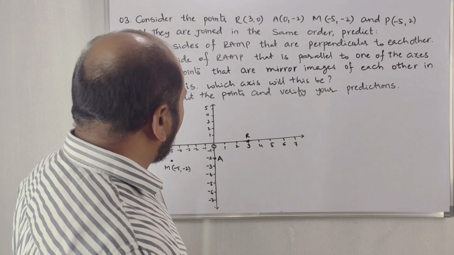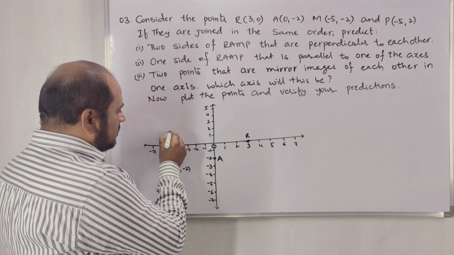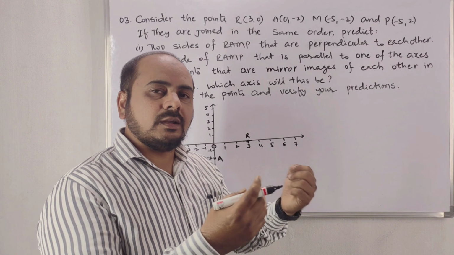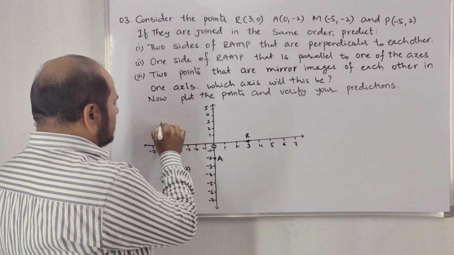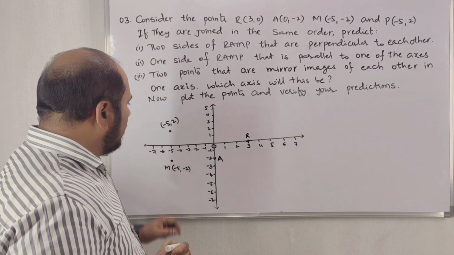Next one is P(-5, 2). (-5, 2) will be here. So here you will get it. Hope you understand, my dear. If you take a graph sheet, you can understand very easily. Here it's a rough figure. Maybe a small error will be there, no issue at all.